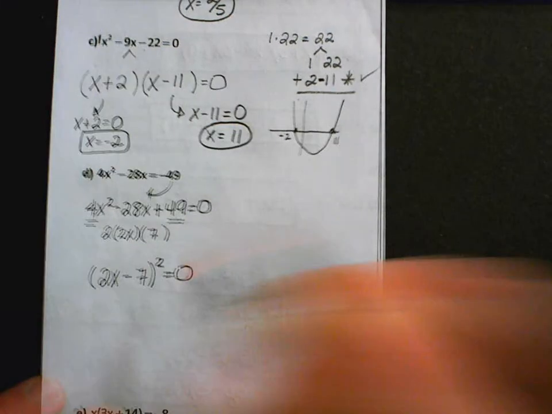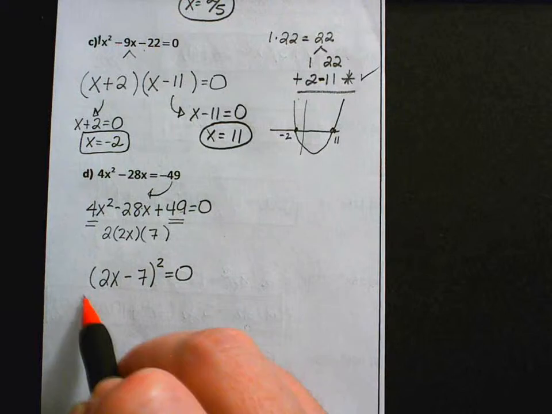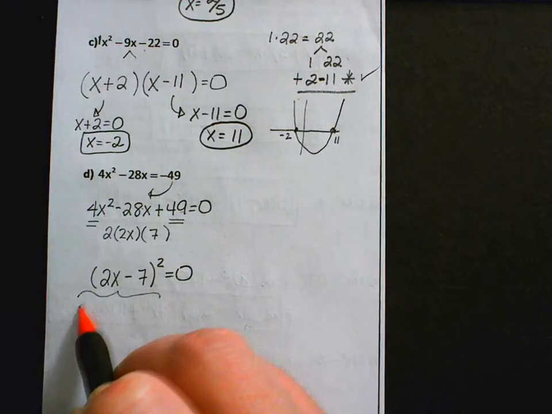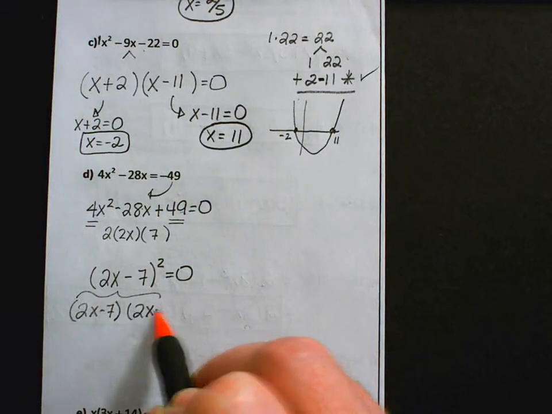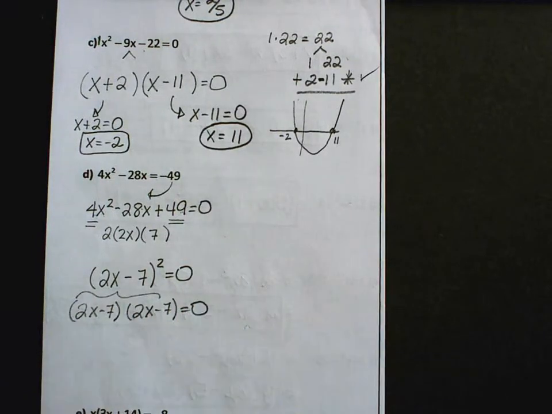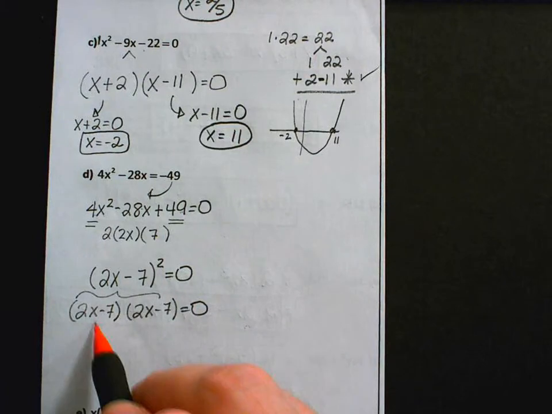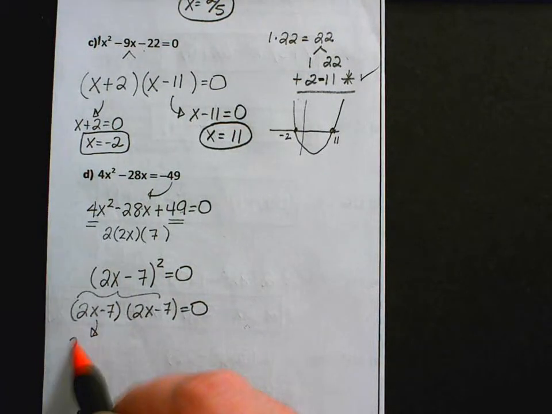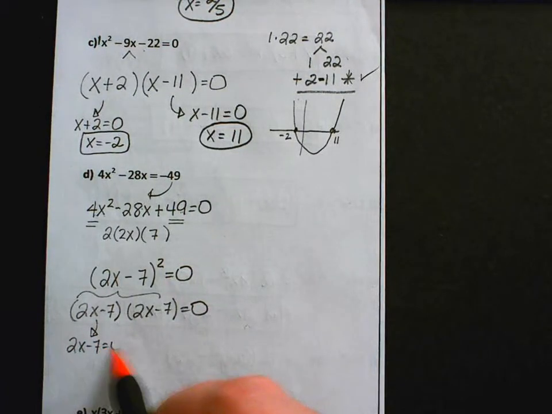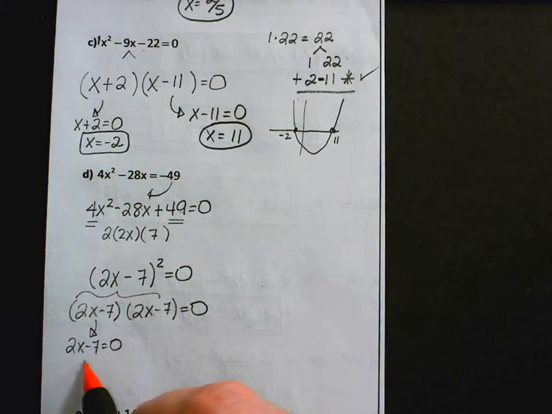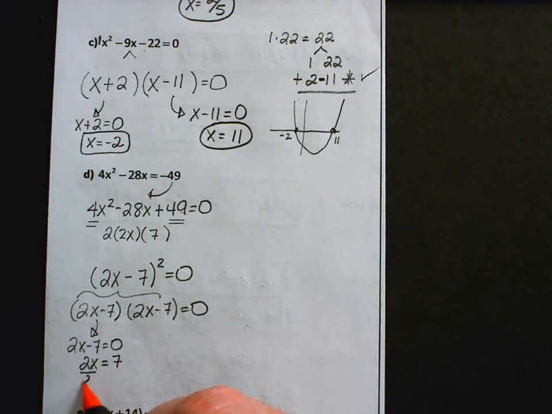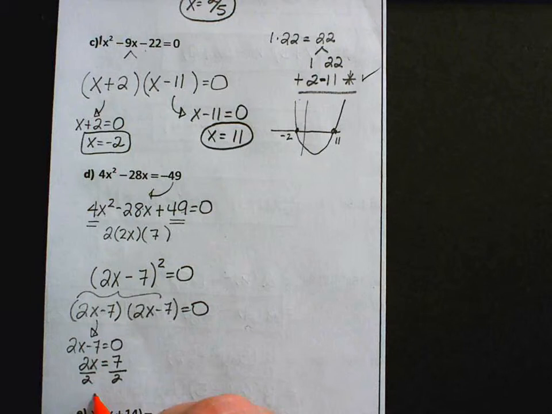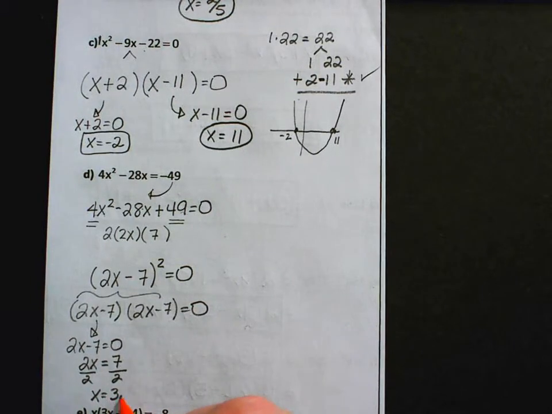Now, this here is the same thing as 2x minus 7 and 2x minus 7. Alright, now what this means is this 2x minus 7 equals 0. Let's get the x alone, so this will be 2x equals, move the 7 to the other side, becomes positive 7, divided by 2, x equals 3.5.